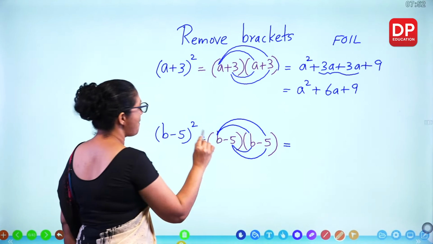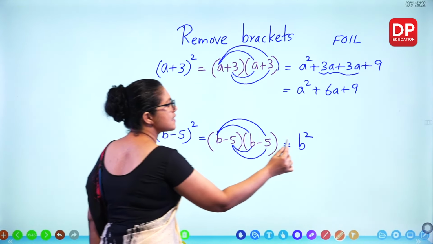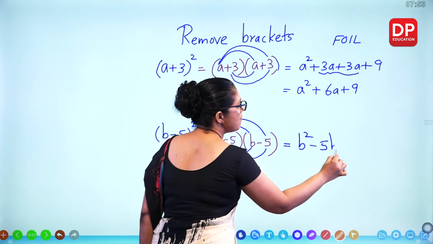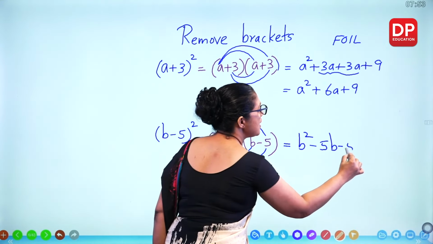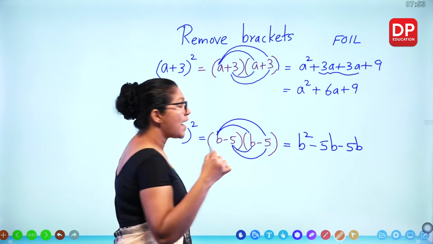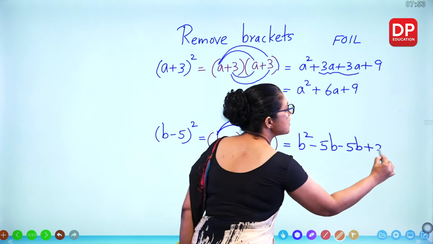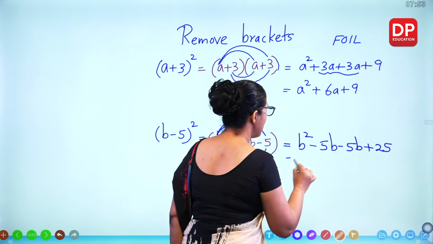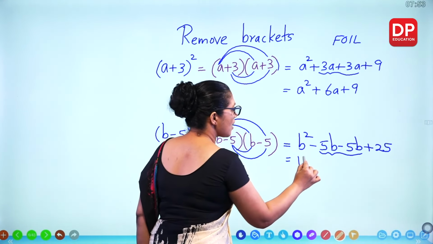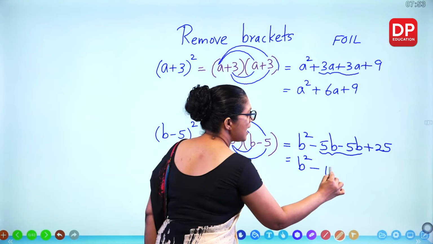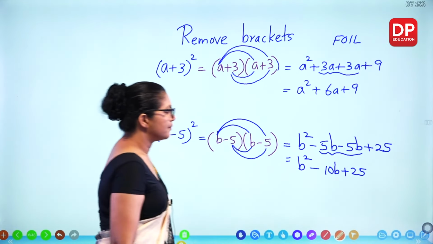Multiply now. b times b, b squared. b times minus 5, minus 5b. Minus 5 times b, minus 5b. Minus 5 times minus 5, you get plus 25. When you simplify further, these two I can add. b squared minus 10b plus 25.